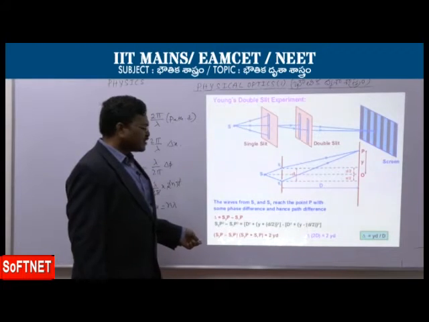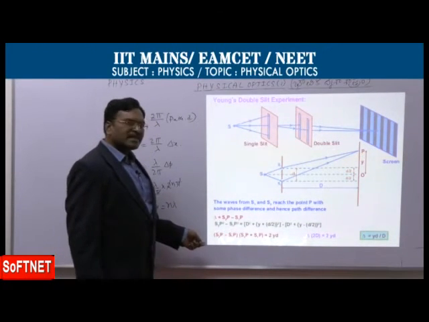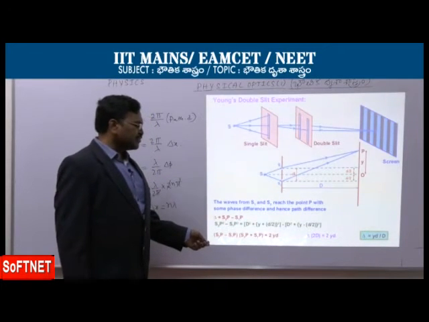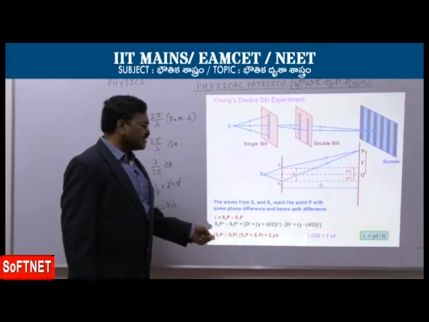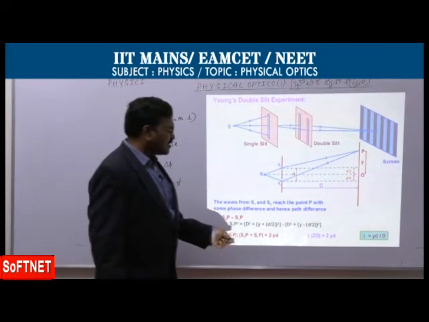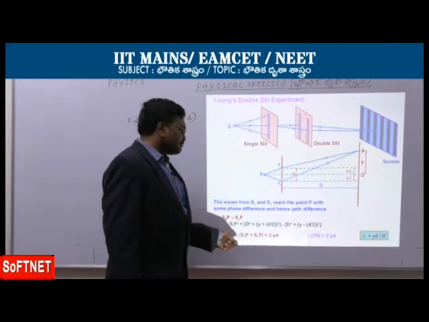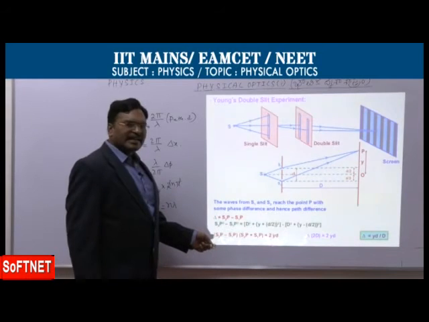Simplifying now, a square minus b square how much? A plus b into a minus b. According to that, S2P minus S1P into S2P plus S1P is equal to what? After simplifying, we are getting 2yd. Here minus is there, so d square plus y plus d by 2 whole square, a plus b whole square. We simplify this: plus d square minus d square, everything will get cancelled. Finally, we are getting 2yd.